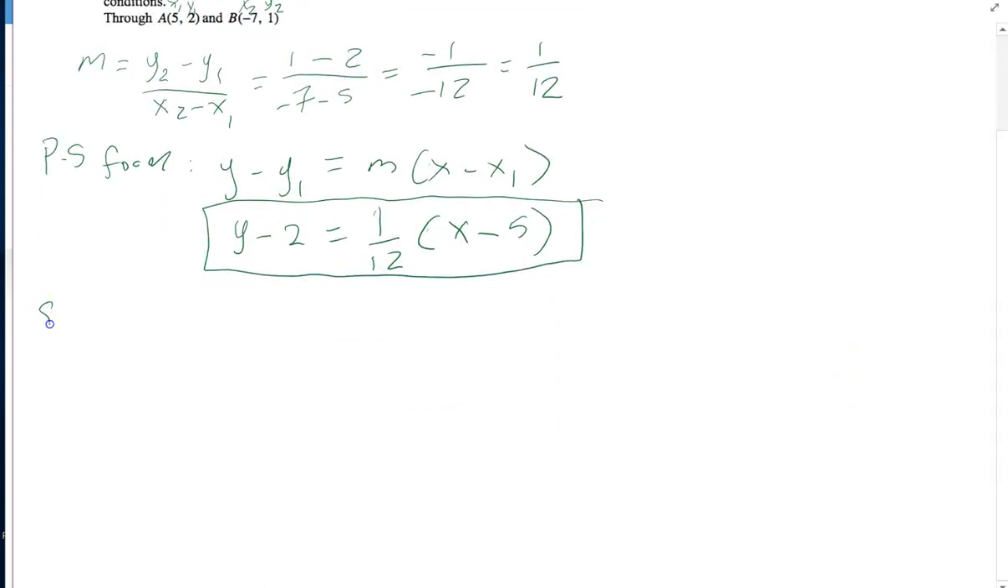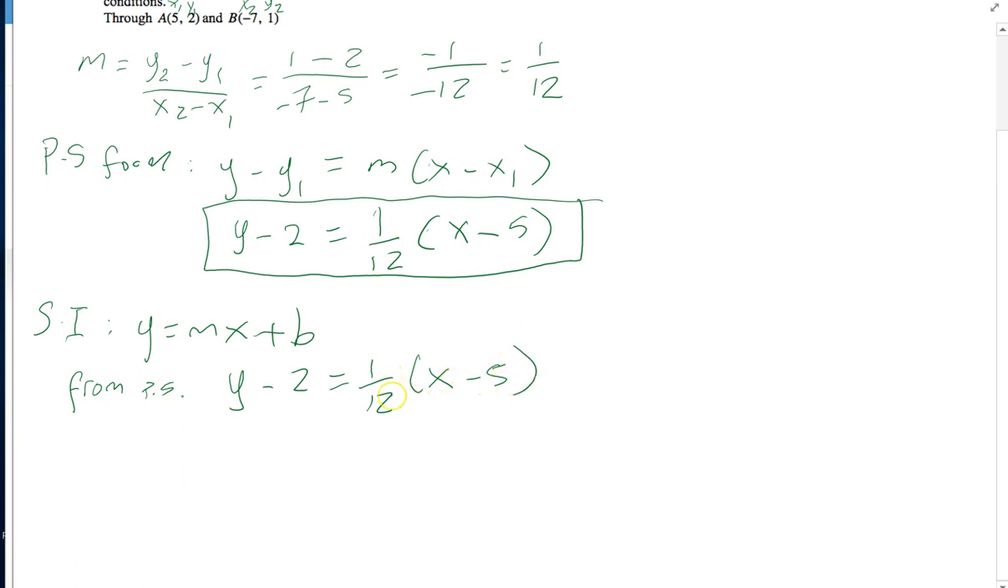Next, we want to write it in slope-intercept form. Slope-intercept form is the form y is equal to mx plus b. If you want to go directly from point-slope form to slope-intercept form, all we need to do is to rearrange this equation so that your y is on the left side. So from point-slope form, we have y minus 2 is equal to 1/12 times (x minus 5).